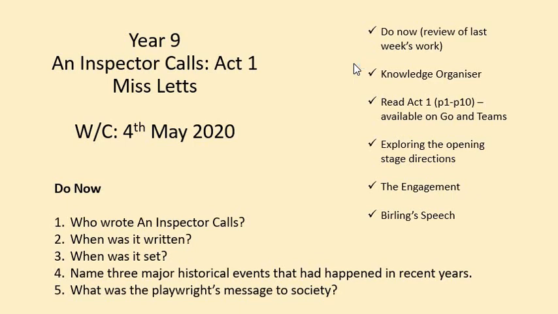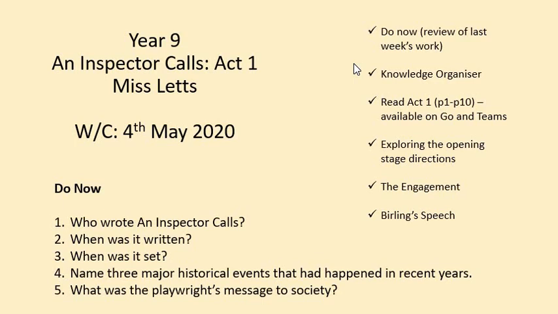Excellent. So J.B. Priestley is our playwright, and he wrote this in 1945 at the end of World War II. It was set in 1912, and 3 major historical events would be the sinking of the Titanic later in 1912, obviously World War I, which was between 1914 to 1918, and World War II, which was 1939 to 1945. Obviously, there were a lot of other elements in society at that time, but these issues were prominent. And Priestley's message to society was that of equality.